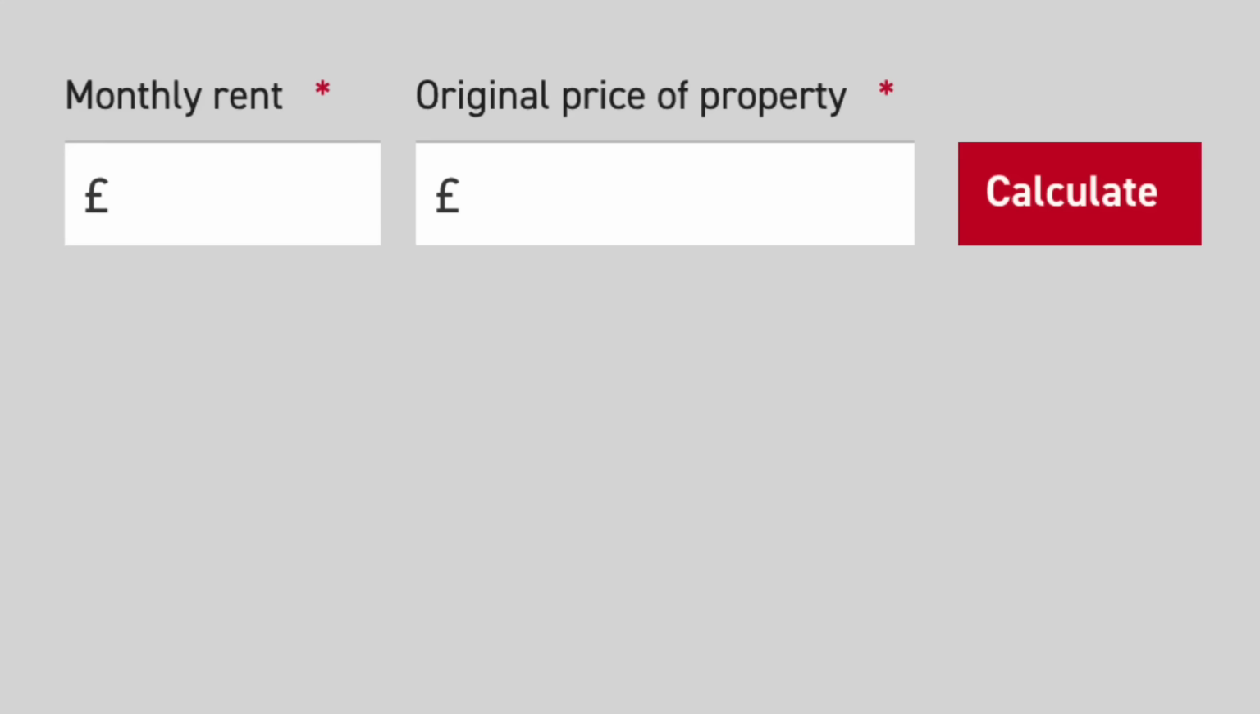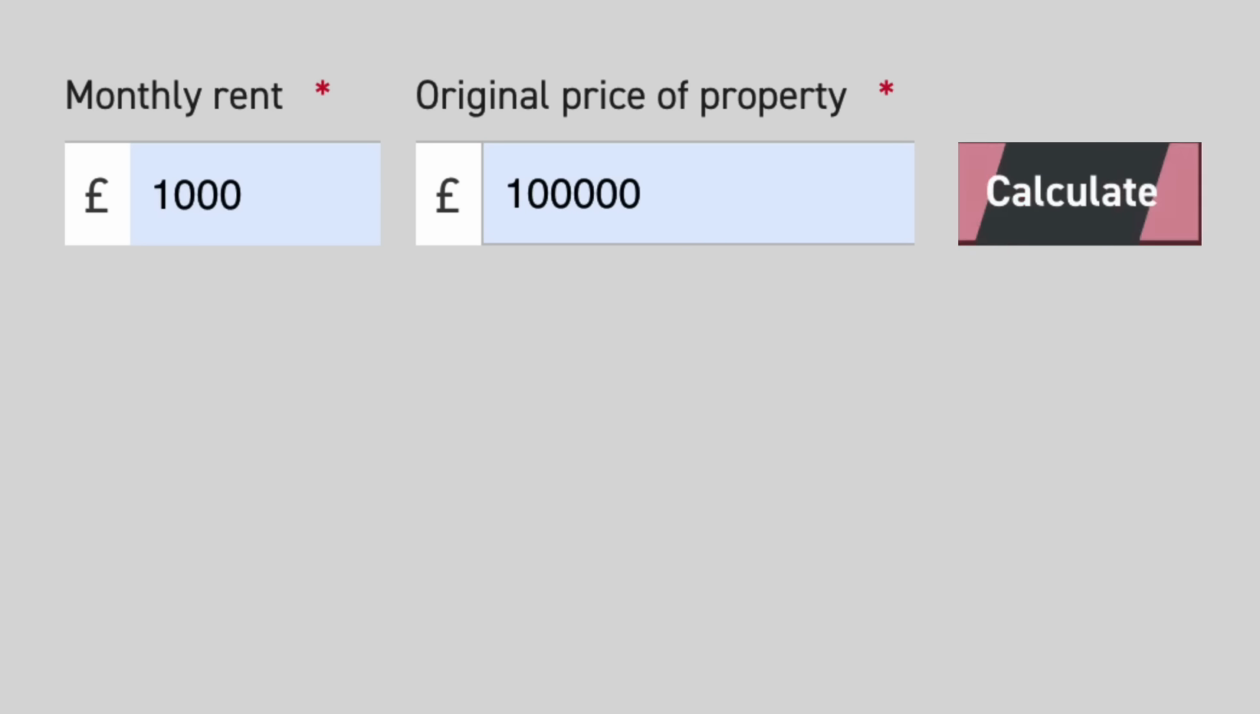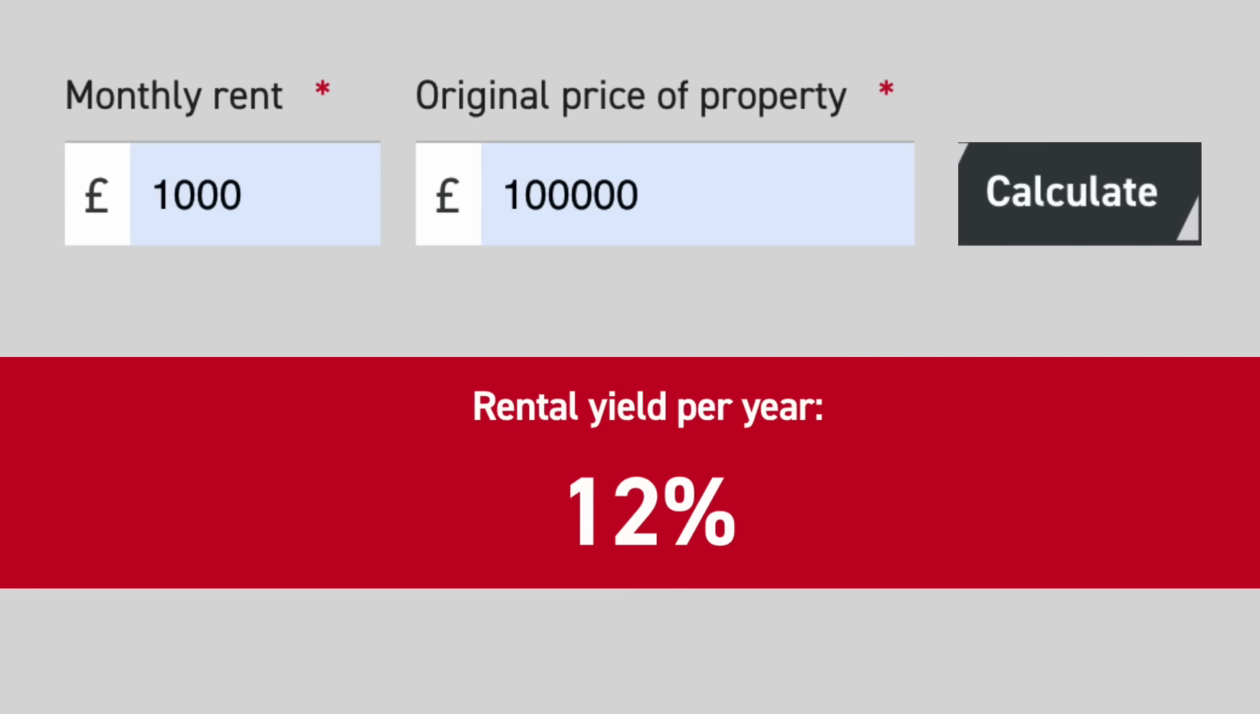For this exercise, what I want you to do is to create a method that will calculate the rental yield. So on this website in here, I can actually plug in some values. So let's say that my monthly rent is £1,000, and this could be dollars, it doesn't matter. And then let's say that the original price of the property is 100,000. If I calculate, you can see that the rental yield per year is 12%.